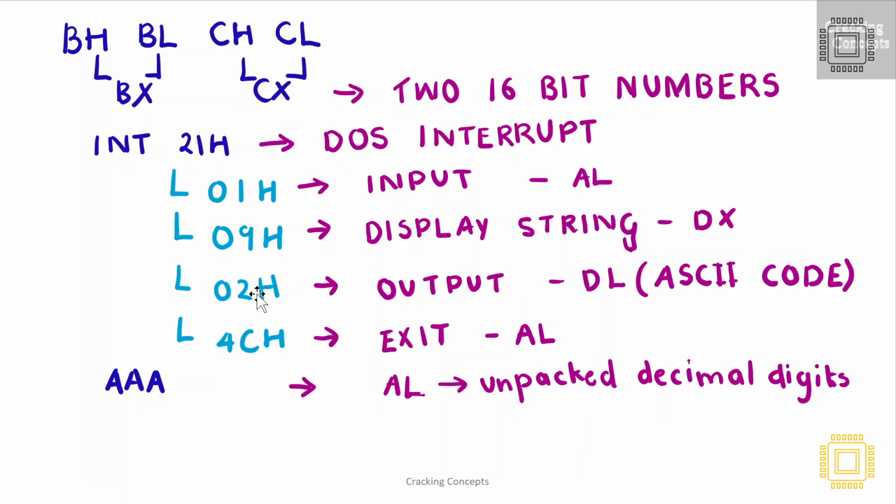Function code 02h refers to outputting a character in the currently active display, which will be stored in DL in its ASCII code form. The function code 4ch refers to final exit to MS-DOS or the parent task, and the status of this termination will be stored in the register AL.